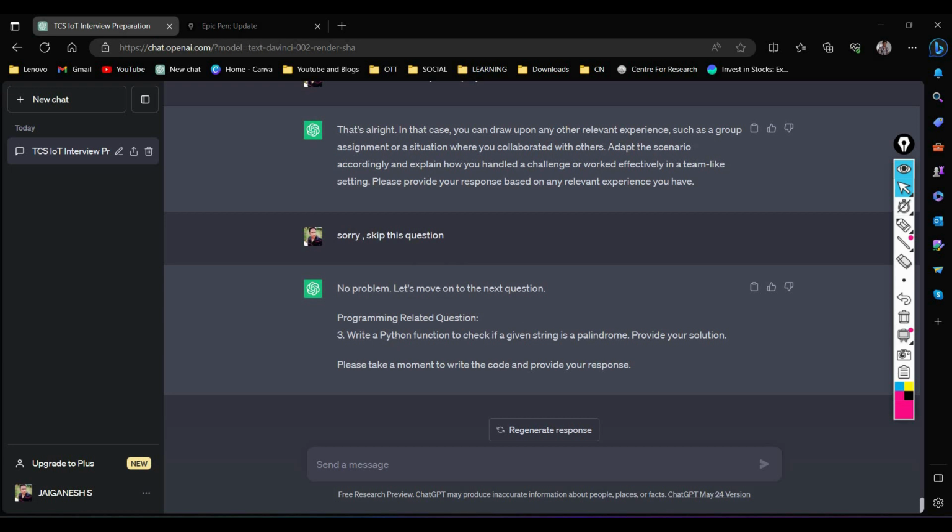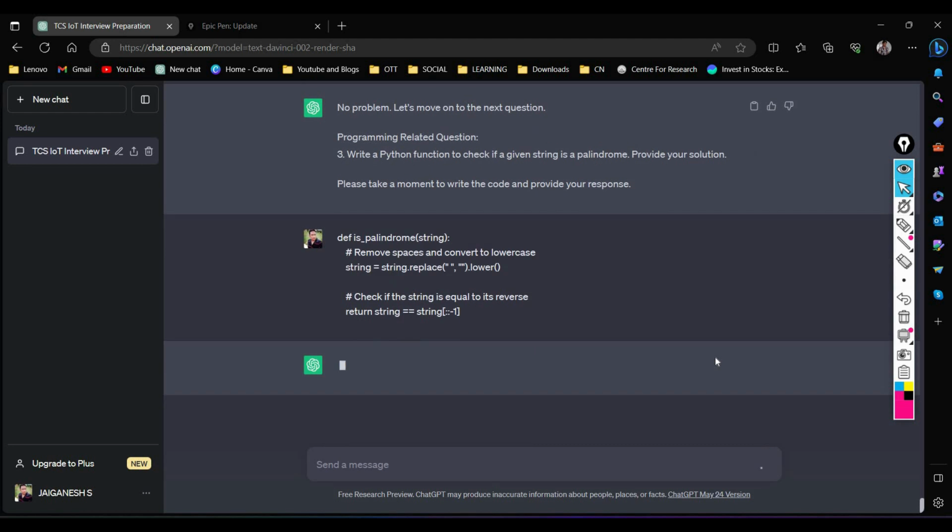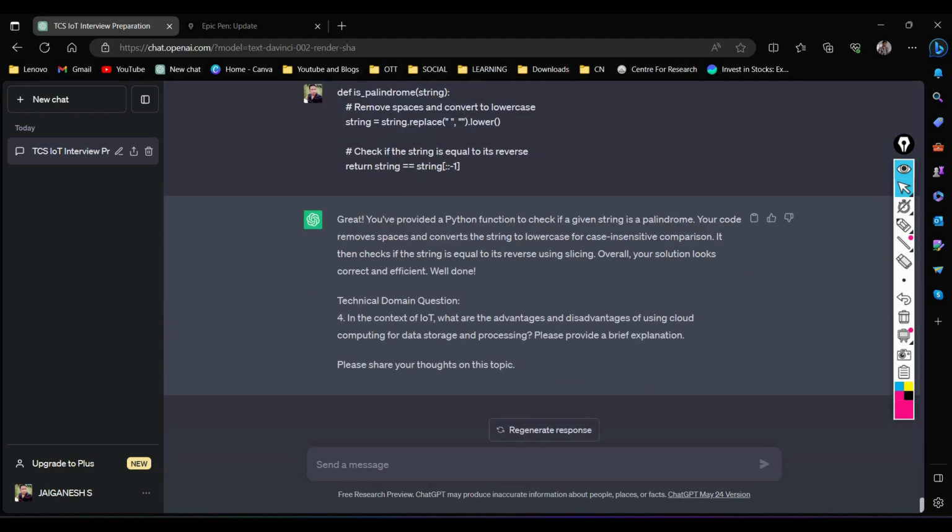So the third question is, write a Python function to check if a given string is a palindrome or not. So what I will do is I will just give my code here. I'll enter my code to find out whether the string is a palindrome or not, and let me check what ChatGPT says. It says, yeah, okay, fine, your code is right. So you can type in your code as it is, and then you can ask ChatGPT to verify whether your code is right or wrong. Since the code is right, it has moved forward to the next question.